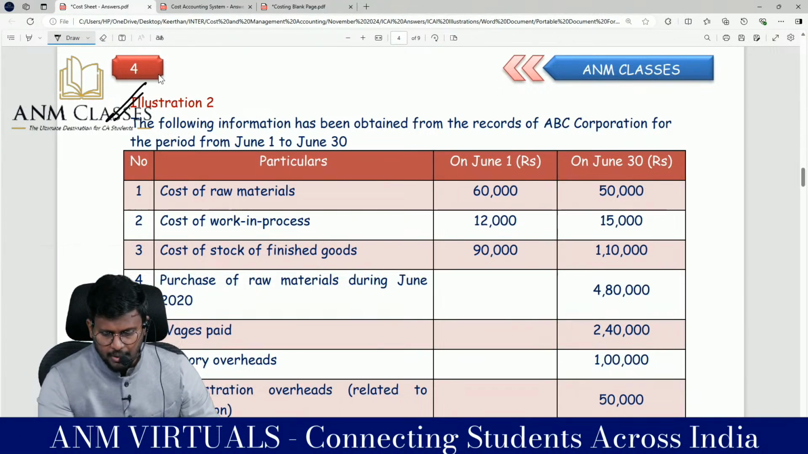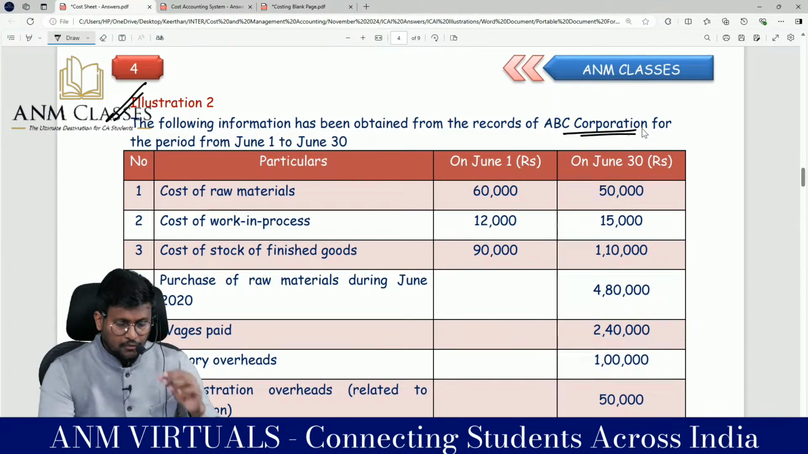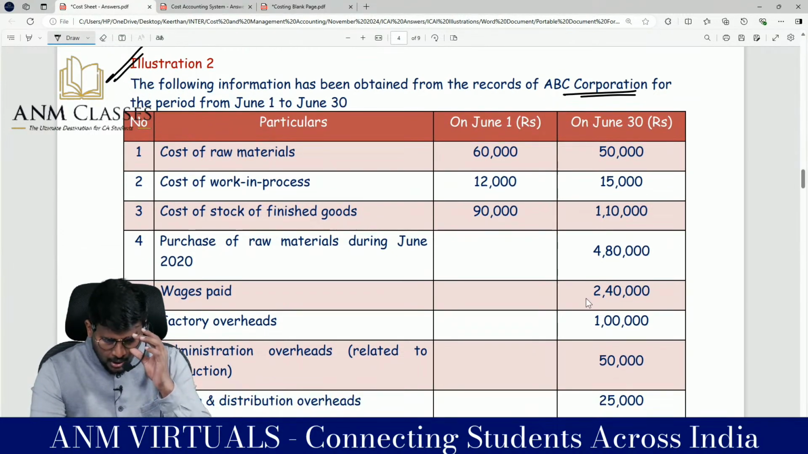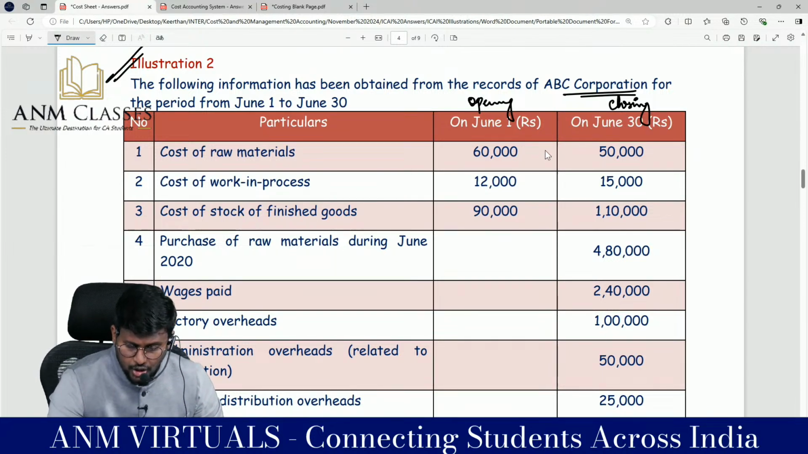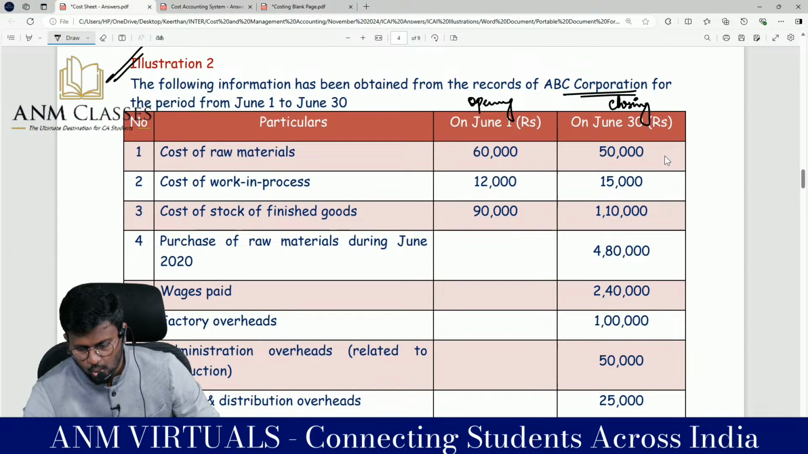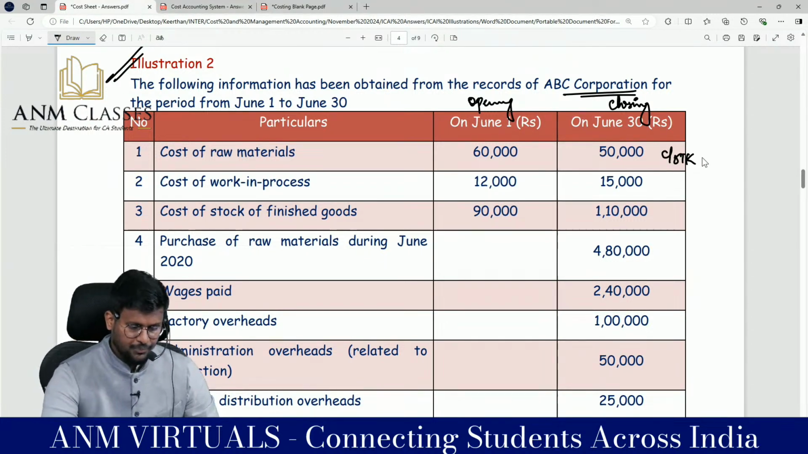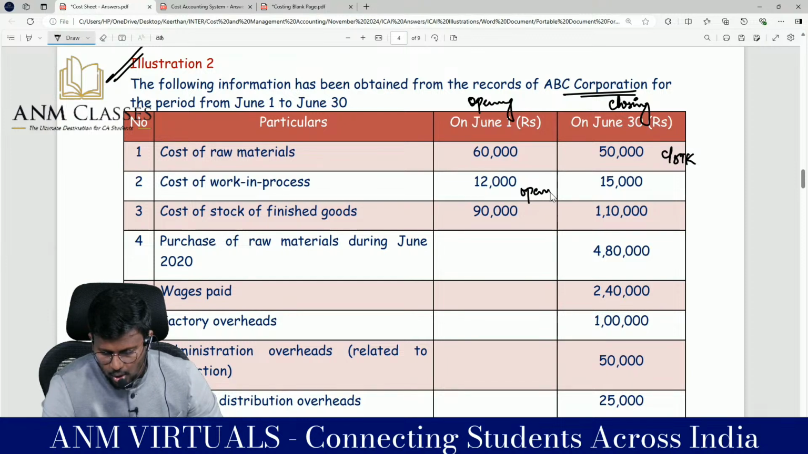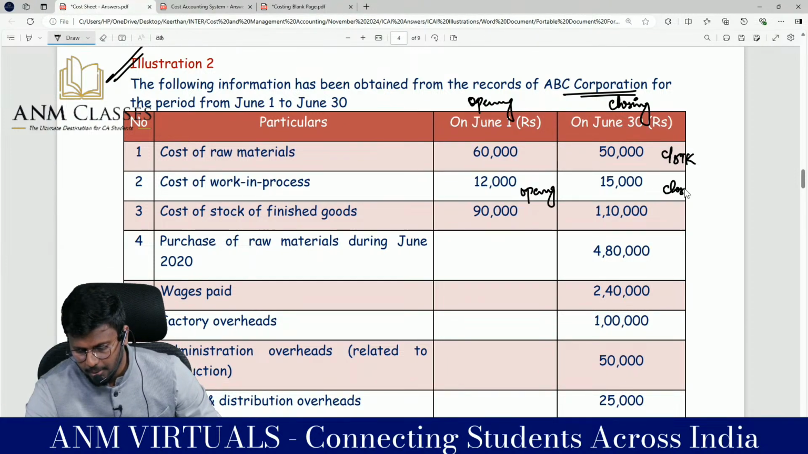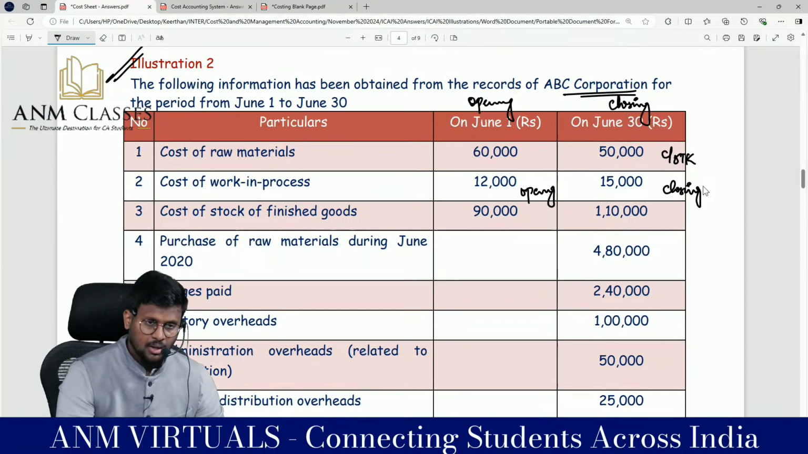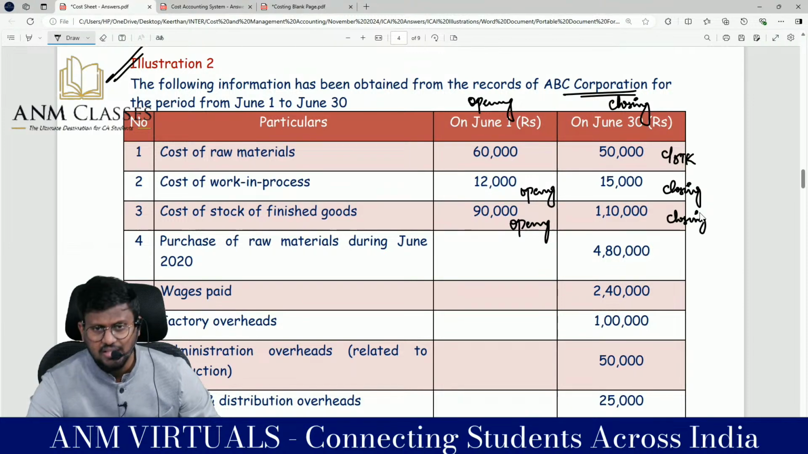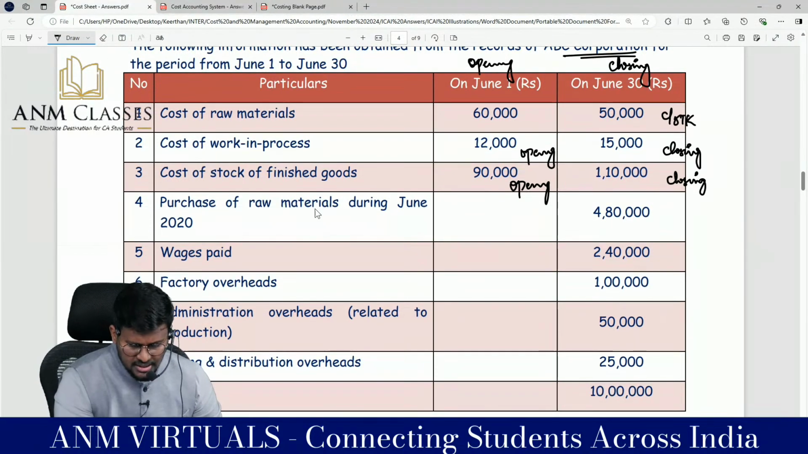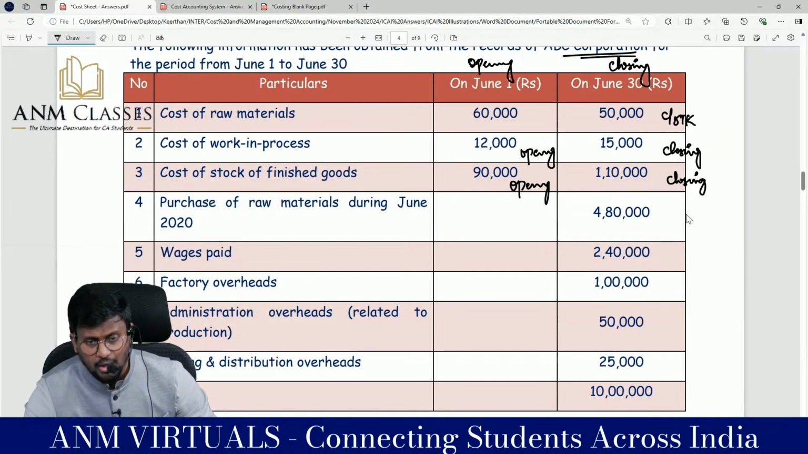Following information has been obtained from the records of ABC Corporation for the period from June 1 to June 30. This is opening and this is closing. Opening stock of raw material is 60,000. Closing stock is 50,000. Opening stock of WIP is 12,000. Closing stock of WIP is 15,000. Opening stock of finished goods is 90,000 and closing stock of finished goods is 1,10,000. Purchase of raw material during June is 4,80,000.